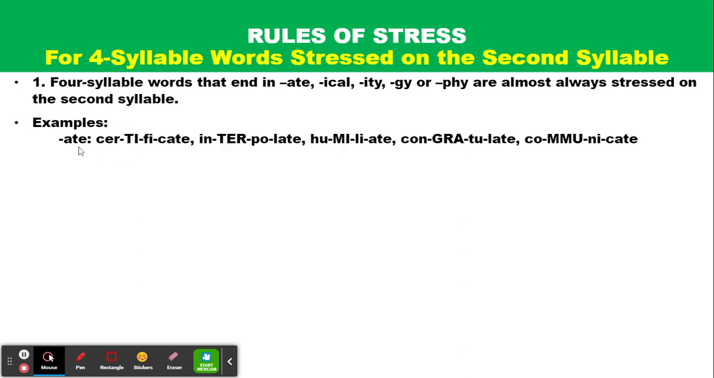Let's look at examples beginning with words ending in ate. We have certificate, second syllable. Certificate. Now let's actually look at this. This is syllable number one, syllable number two, number three, and number four. So you have four syllables here, and stress is on the second syllable. So that's exactly what we mean: four-syllable words stressed on the second syllable. So we have certificate, stress is on syllable number two.